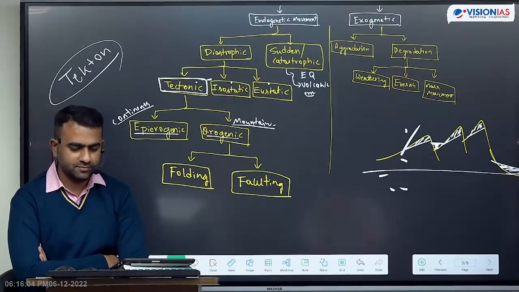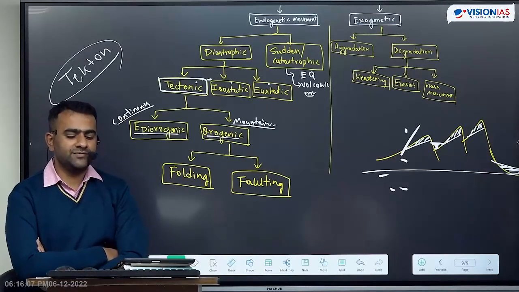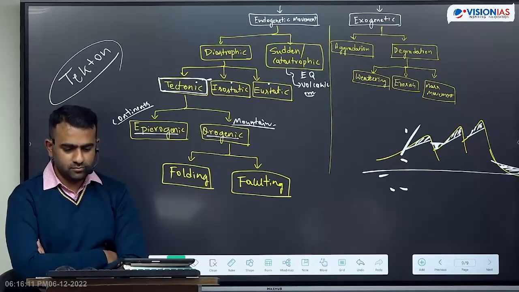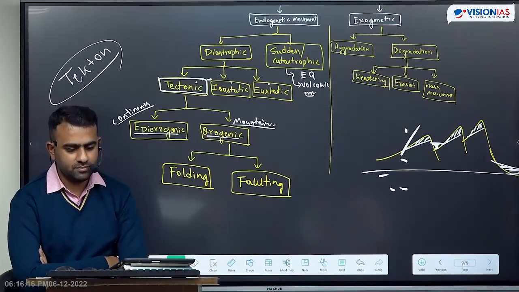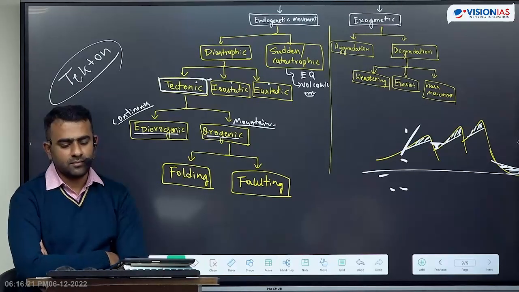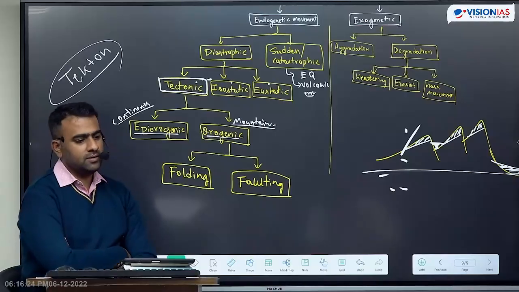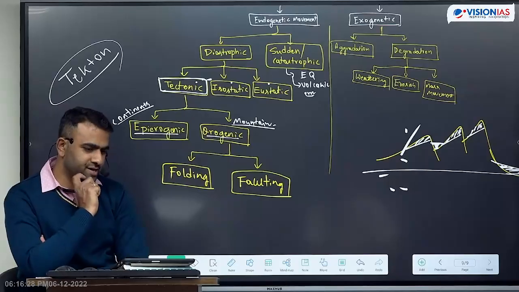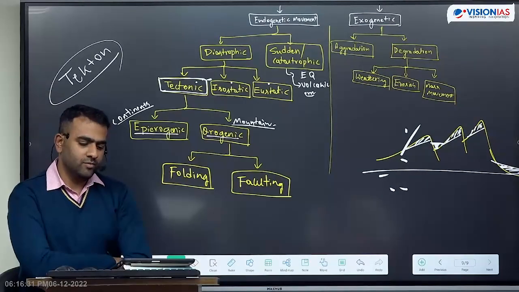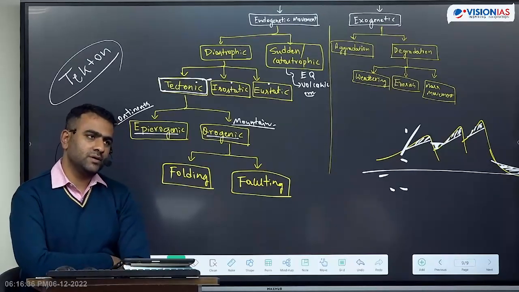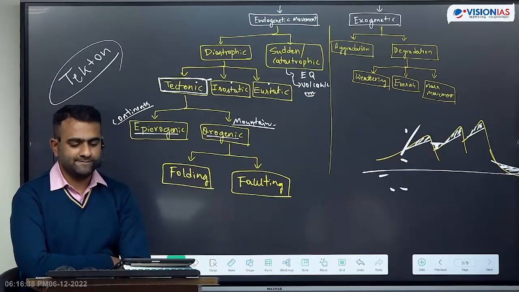Endogenetic movements. They are classified into diastrophic and catastrophic movements. First one, catastrophic movements, in the bracket, sudden movements.